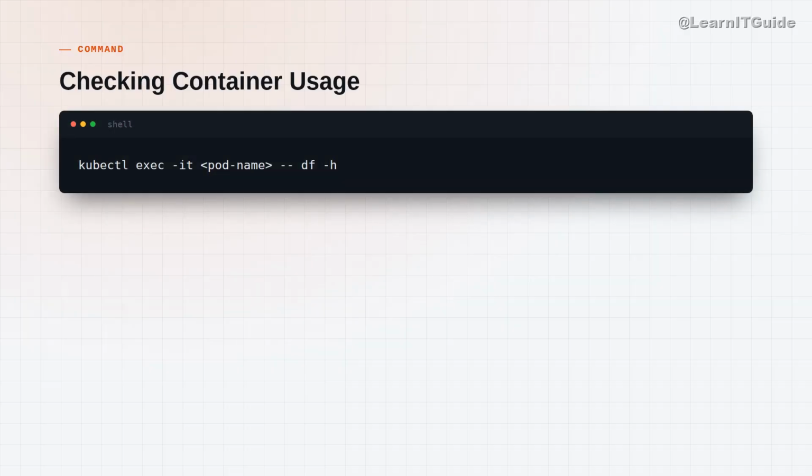So, how do you verify this? Use the kubectl exec command to run the disk-free utility directly inside the affected container. This will show you the mounted file systems from the container's perspective. Look specifically at the / mount point. If that shows 100% usage, you have found your culprit.